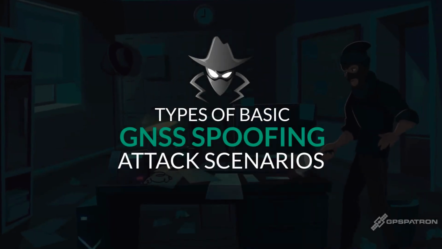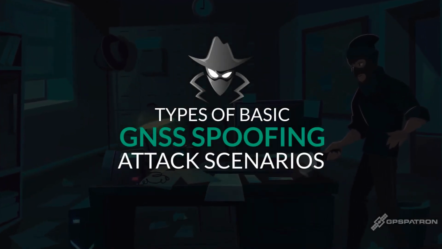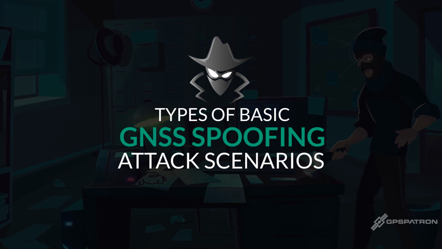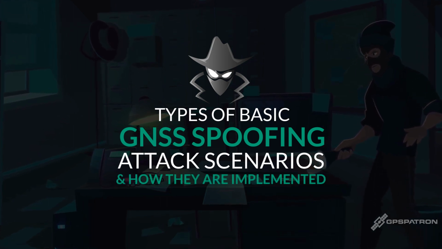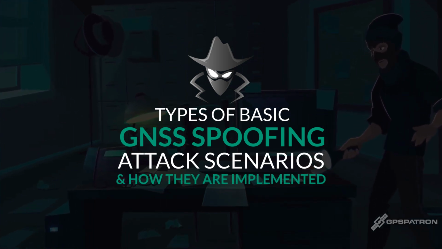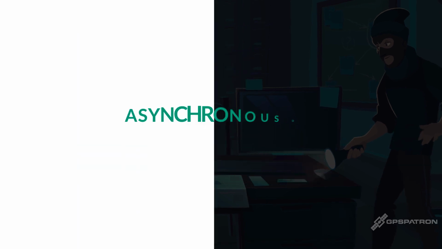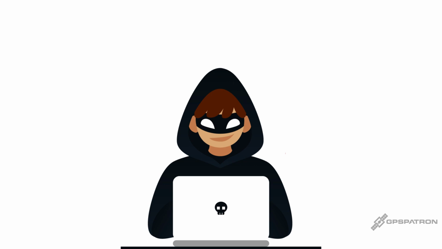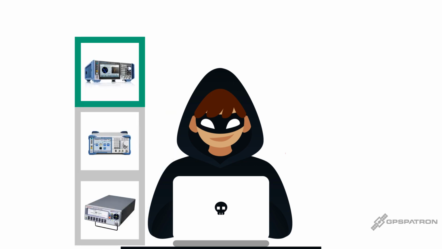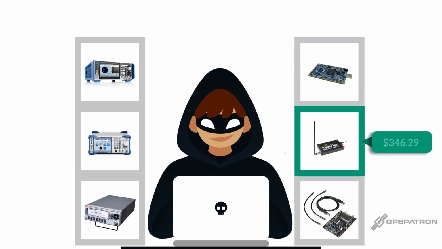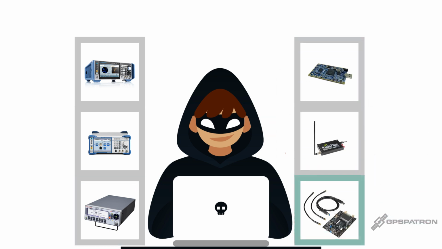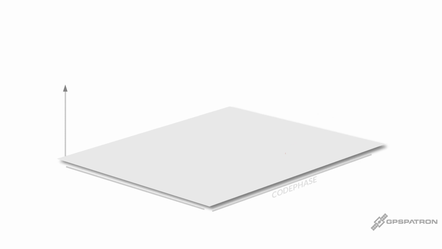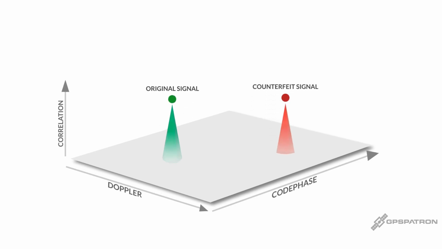In this video, we will examine the types of basic GNSS spoofing attack scenarios and how they are implemented. Let's begin with the simplest and least expensive, the asynchronous and non-coherent attack. Asynchronous attacks can be accomplished with any commercially available GNSS signal imitator, or with software-defined radios and open-source software from GitHub. An attacker can generate false coordinates or time.